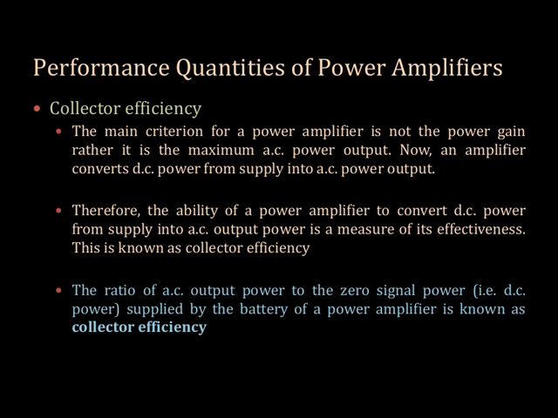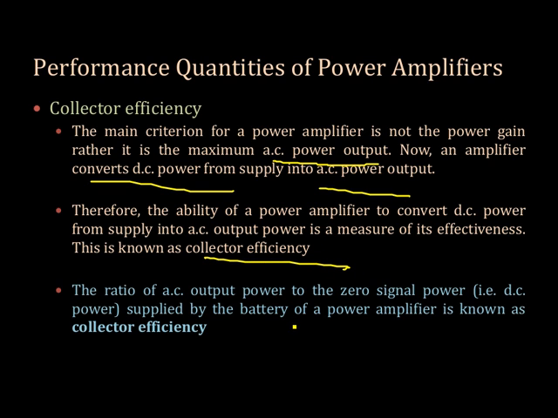Now we can go through certain performance quantities of power amplifier. We'll just get an idea. What is collector efficiency? The main criterion for a power amplifier is not power gain, but it is a maximum AC power output. Now an amplifier converts DC power from supply to AC power. Therefore, the ability of the power amplifier to convert DC power from supply into AC output power is a measure of its effectiveness. This is known as collector efficiency.